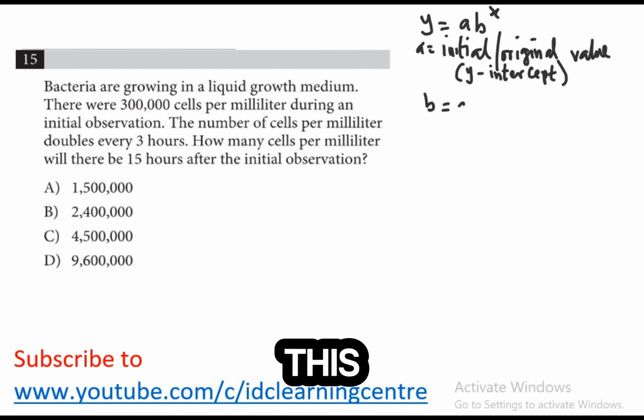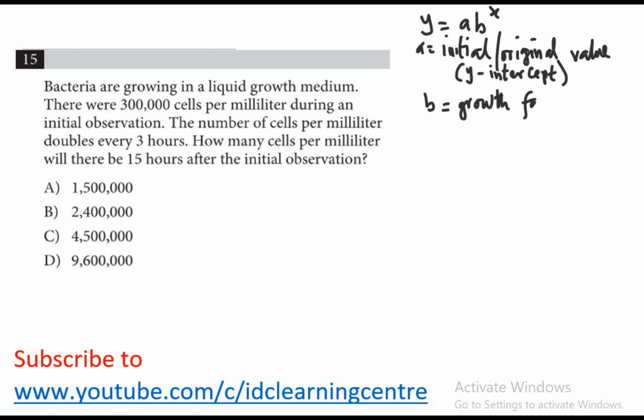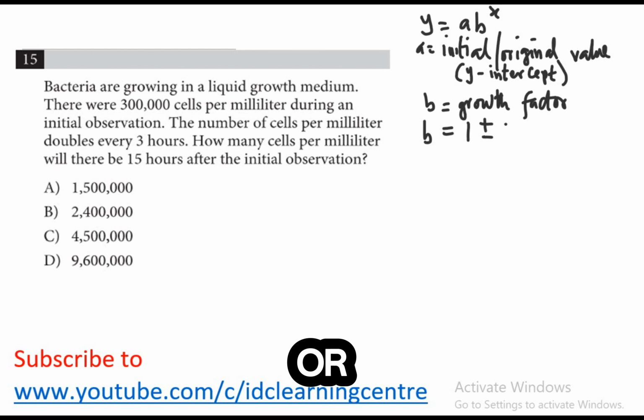Our b in this equation represents the growth factor, which is also given to us as 1 plus or minus r. Now, 1 plus r is used when it's a growth, or an increase, in the equation. Then 1 minus r is used if it's a decay, or a decrease, in that model.